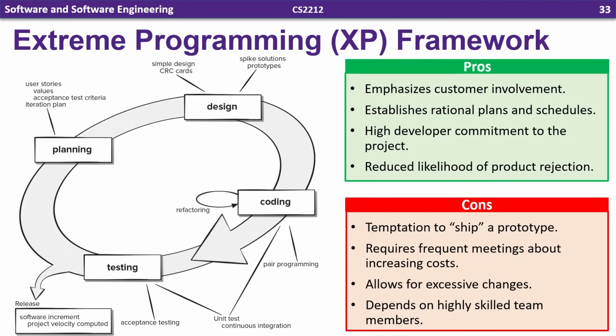So here we can see a bit of a visual representation of this process, and you'll notice that there is refactoring on that code. So we have sort of a feedback loop there that just incorporates design of refactoring in the actual coding process. So there's some pros and cons to this method. The pros are it emphasizes customer involvement, establishes rational plans and schedules, and high developer commitment to the project. It also reduces the likelihood of product rejection.